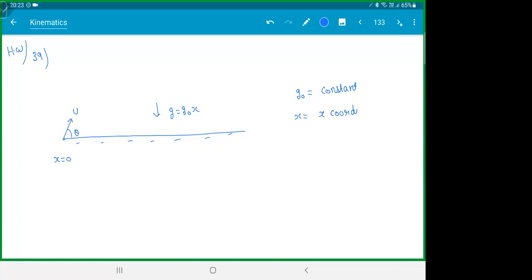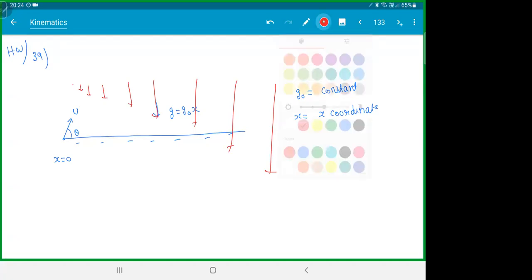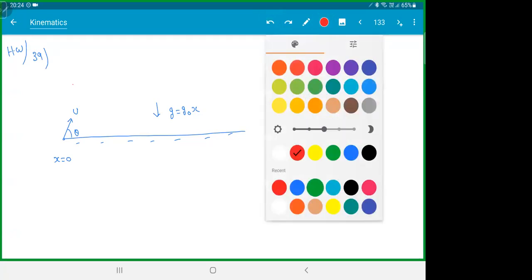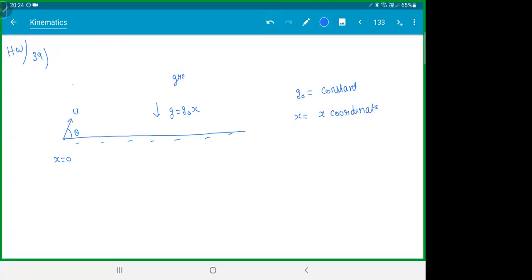Means what is happening? Initially, when x is 0, there is no gravity. Then gravity increases a little, then gravity is a little more, then more gravity, more gravity, more. As you go ahead, the gravity is becoming more and more. Are you getting how this is? The gravity is increasing with x coordinate. So here gravity varies with x coordinate.